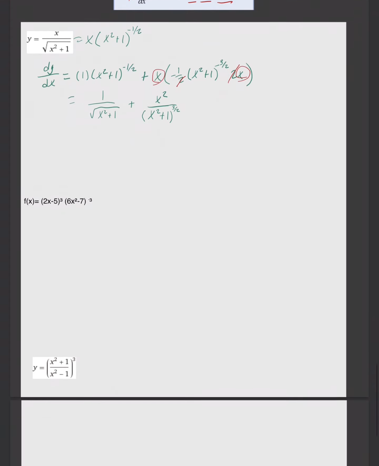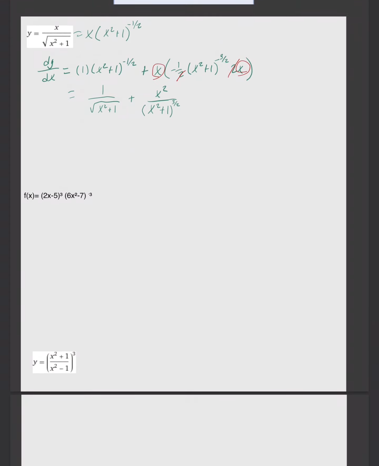Alright, on to our second example. F of x equals 2x minus 5 to the third times 6x squared minus 7 to the negative third. Alright, so the first one, we take the derivative of the first term, and this will be our second term. So the derivative of the first term will be, take that 3 out in front, and you'll still have just the inside. And now we have to take the derivative of the inside, which would just be 2. And now we multiply it by our second term, following the product rule.